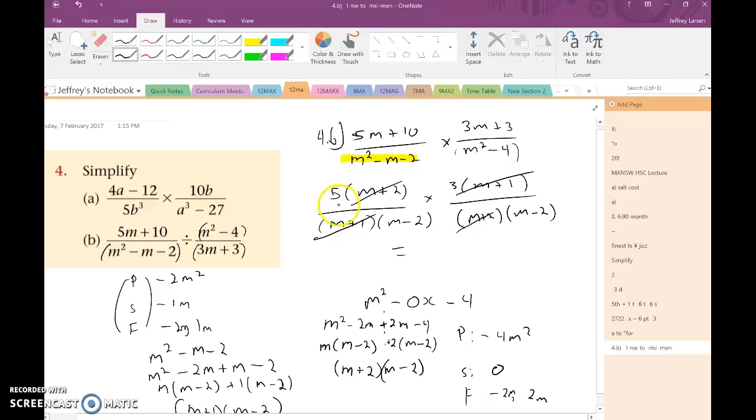But I've still got 5 and 3 on the top, so 15 would go on the top. 5 times 3 is 15, and then it would just be m minus 2 times m minus 2. And that would be a completely simplified factored form of that.